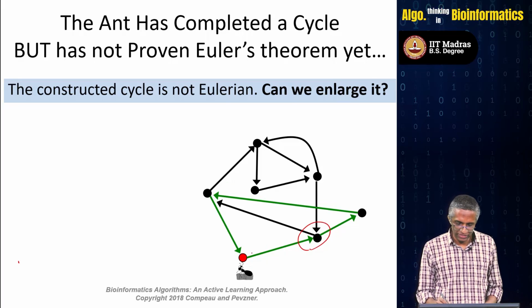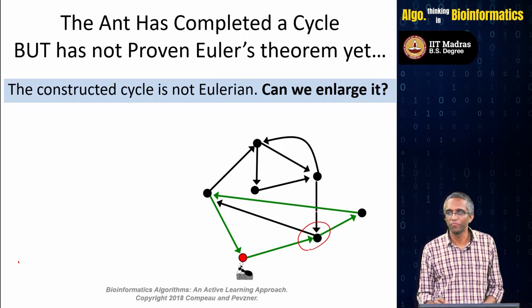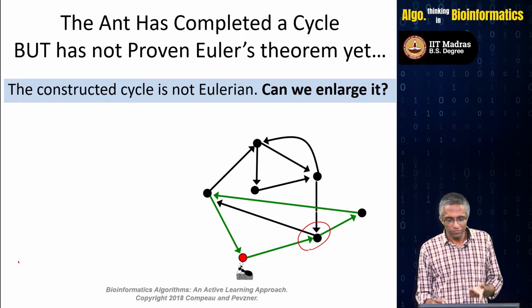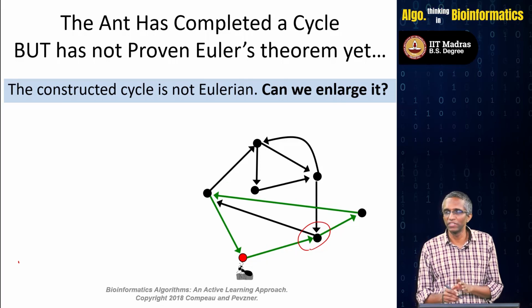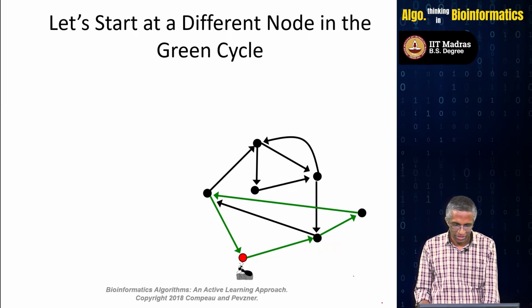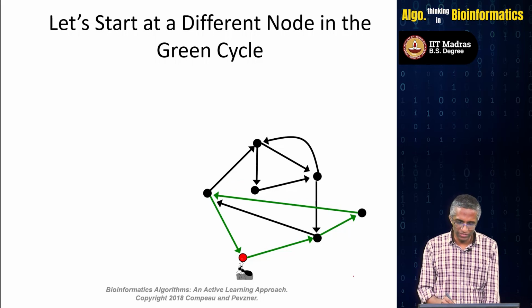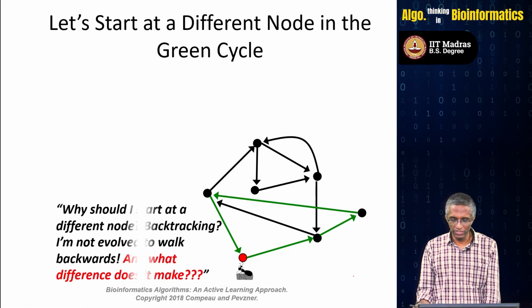So now what I can say is that in this green cycle, there is always at least one node which will have unvisited edges. Because if all the edges are visited, then you will be done with the problem. You would have found an Eulerian cycle by now. Because we have not found it, we are stuck somewhere and there are still some uncovered edges. At least one of those edges should be incident at one of these nodes. So instead of this red node, we can start at that node which has uncovered edges and repeat the process. Let's start at a different node in the green cycle.